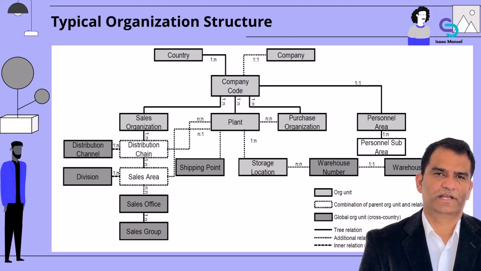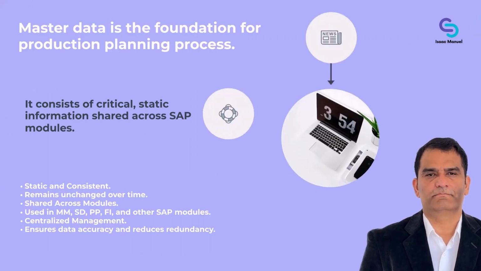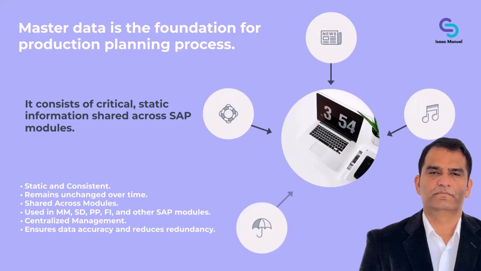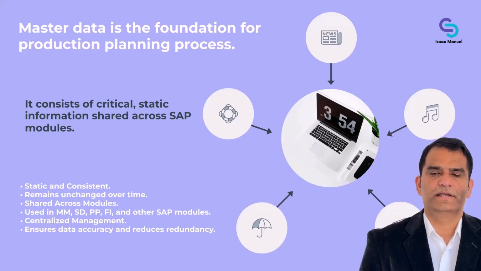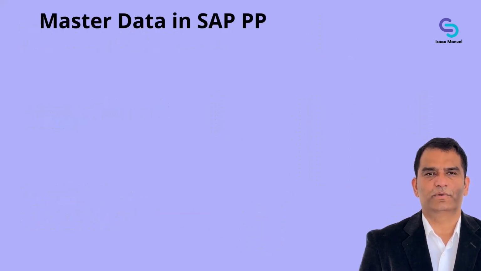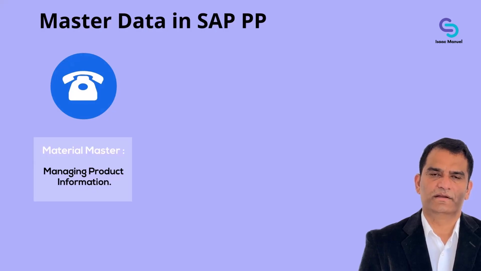In SAP PP, maintaining accurate master data is crucial for efficient production planning and management. Good master data helps ensure clear communication between production planners, work centers, and suppliers. This reduces the risk of delays, inefficiencies, and increased production cost. Key master data components include the material master, which holds vital information about raw materials, semi-finished goods, and finished products.